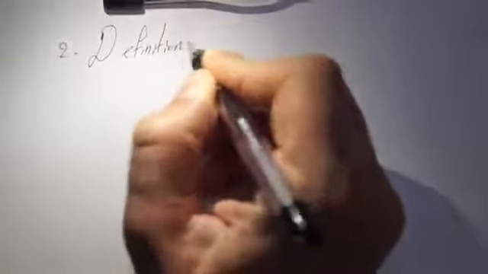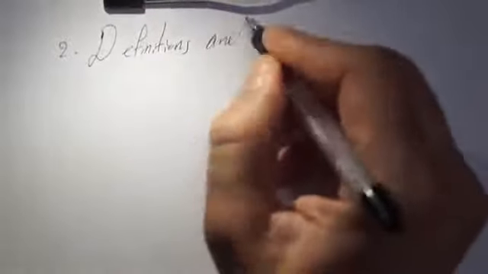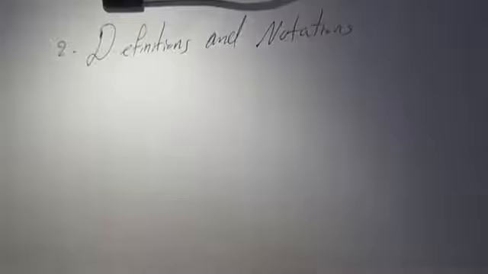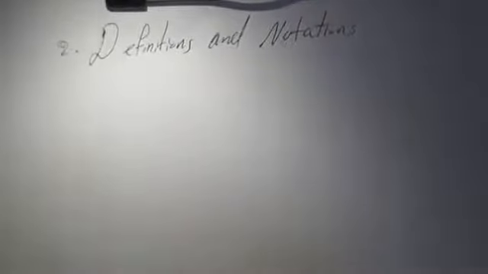الآن لدينا section 2 في الكتاب. It's called definitions and notations. Definitions and notations.